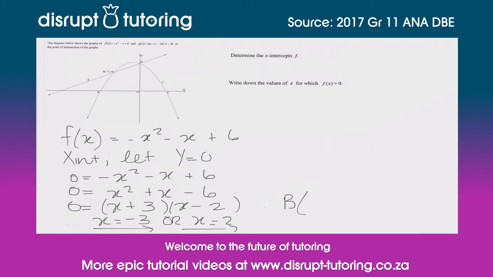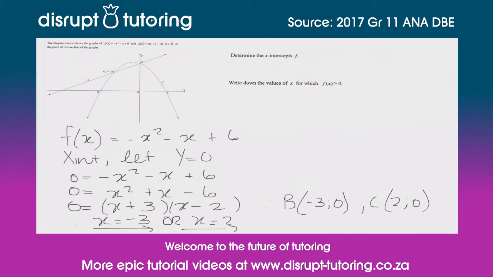Right, so that would mean the point B we can see is on the left-hand side of the y-axis. So B in that case would be minus 3 and 0. And then we know that C is on the right-hand side. So that's going to be 2 and 0. So now we've got all of the information we need for the next question.